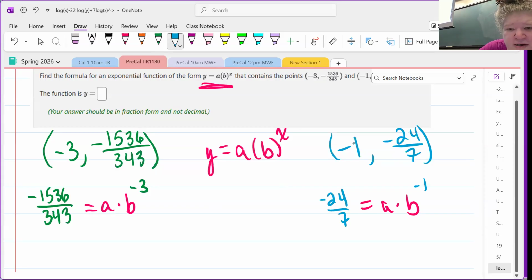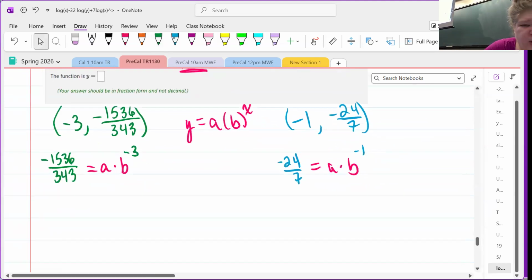And then my other one, x is -1, so I put -1 in place of x. Y is -24/7, so that is what it is equal to. Now I have two equations with two unknowns I can solve. It's just going to be a little ugly.